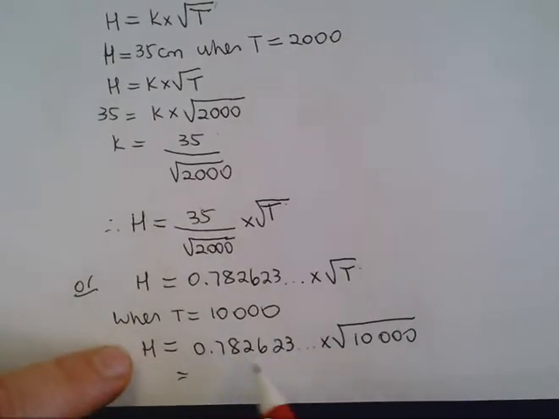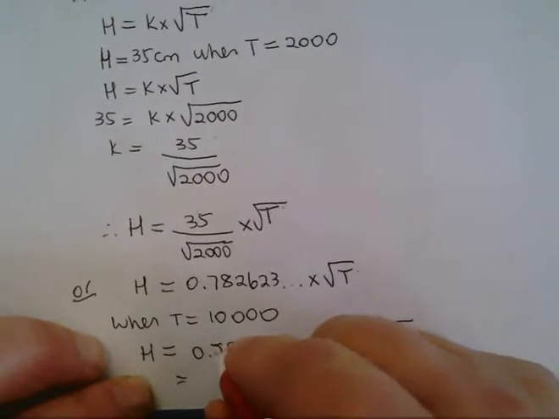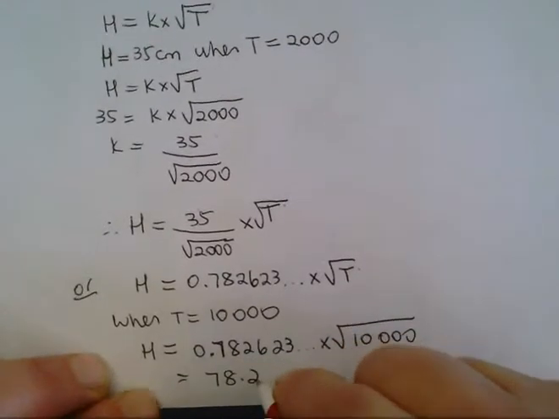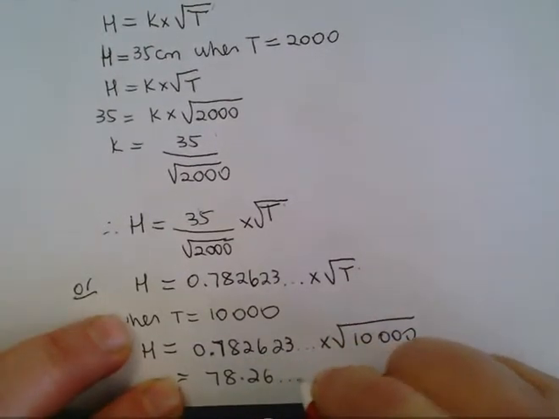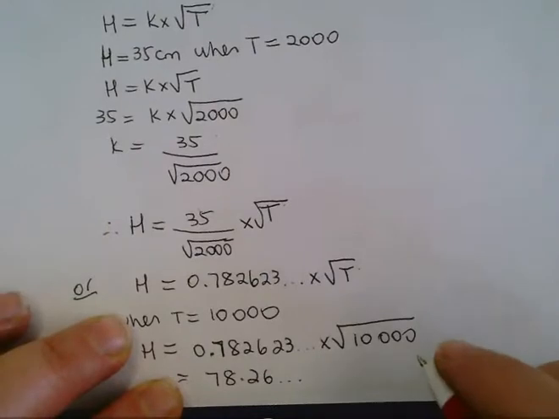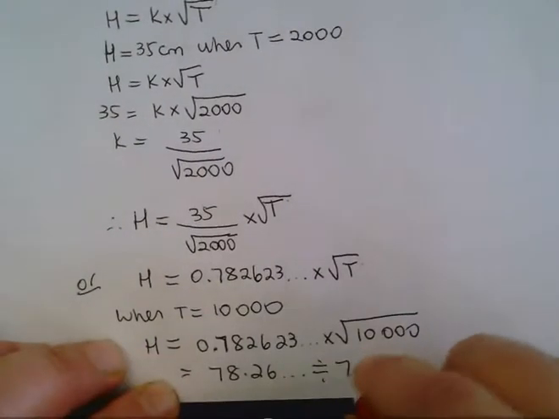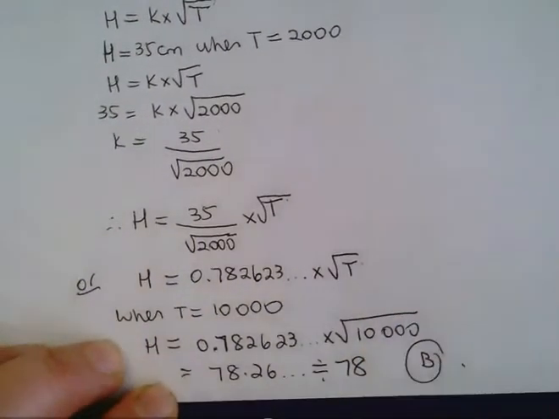When T is 10,000, work out what H is. What do we get, girls? Anyone? 78.2. 78.26, whatever, which is approximately 78, which is answer B in the multiple choice.